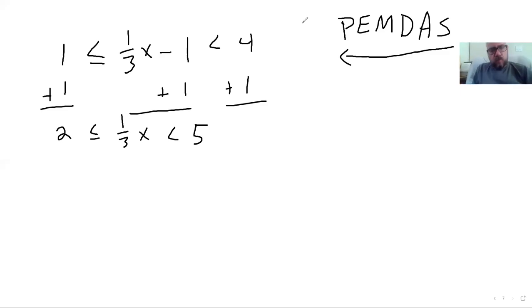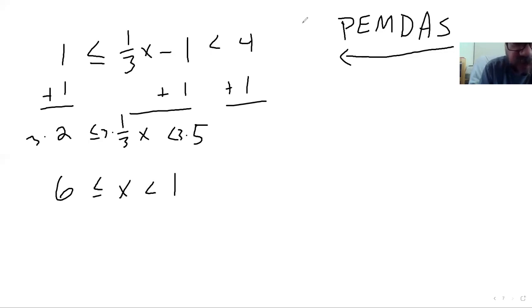And now I'm currently multiplying by 1/3. So the way to cancel that out, you can think of it 2 ways. You can think of it as either dividing by 1/3 or multiplying by 3, which are the same thing. I'm going to think of it as multiplying by 3. So I'm going to go 3 times, 3 times, 3 times, and so I end up with 6 less than or equal to x less than 15. So we get x between 6 and 15.